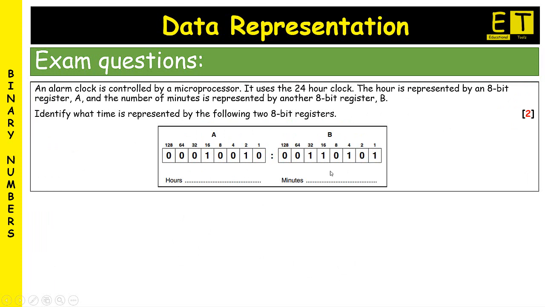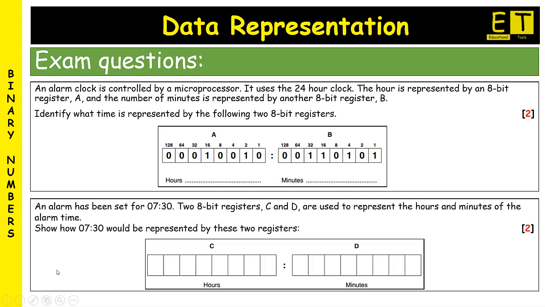Identify what time is represented by the following two 8-bit registers. An alarm has been set for 7:30. Two 8-bit registers, C and D, are used to represent the hours and minutes of the alarm time. Show how 7:30 would be represented by these two registers.